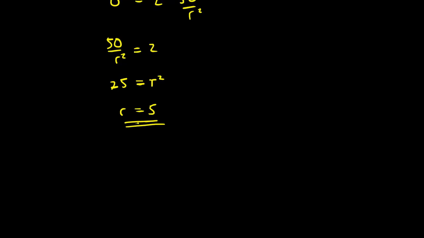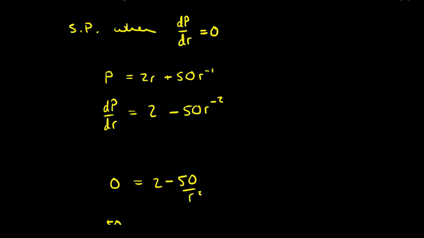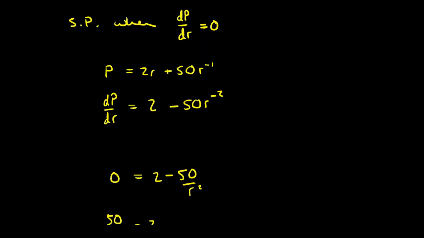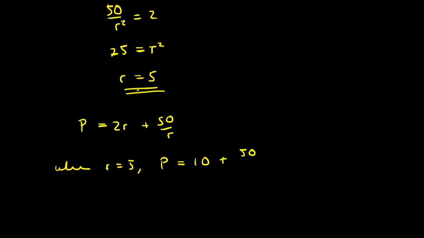Okay. Now then, we actually want to find what the value of p is for this, so we need to substitute in. So p is 2r plus 50 upon r. And we can say when r is equal to 5, this is going to be equal to 2 times by 5, which is 10, plus 50 divided by 5, which is 10. And so the perimeter should be equal to 20. I think I got that right. Yes, I think that's okay.